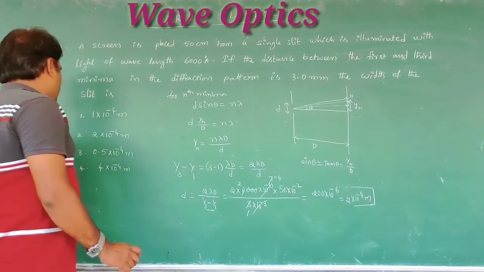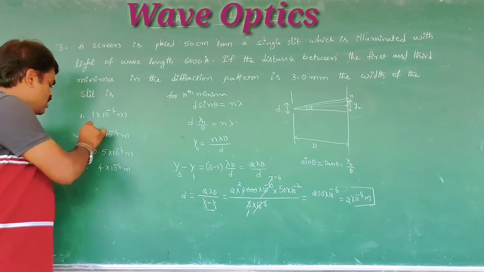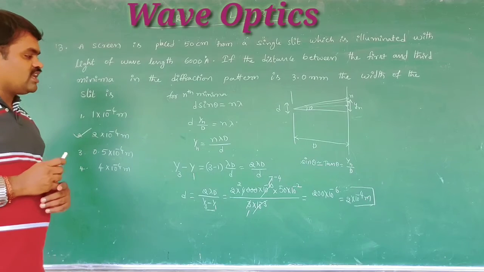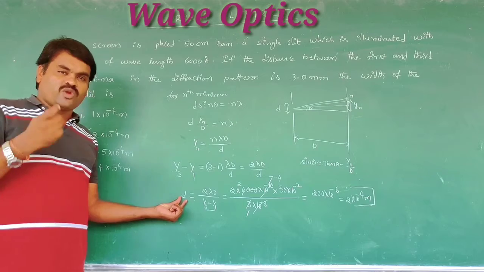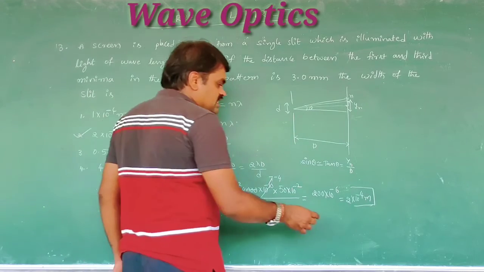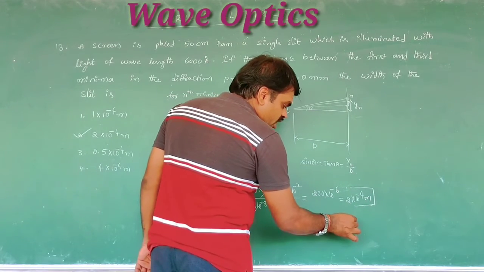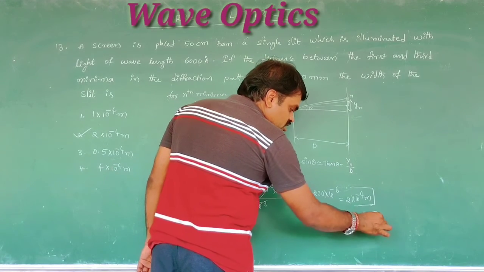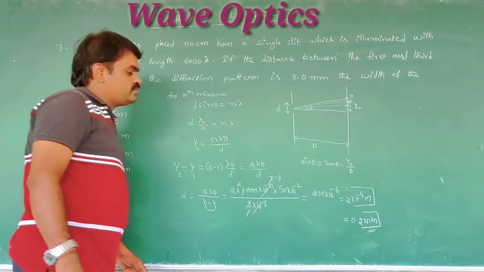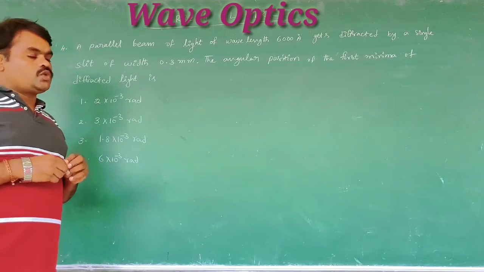But in the options we see the second one is correct. Sometimes options are given in terms of millimeter, because the slit width is very small. That's why it is given in terms of millimeter, which means this can be written as 0.2 millimeter. This is also a correct answer. Now going to the fourth one.